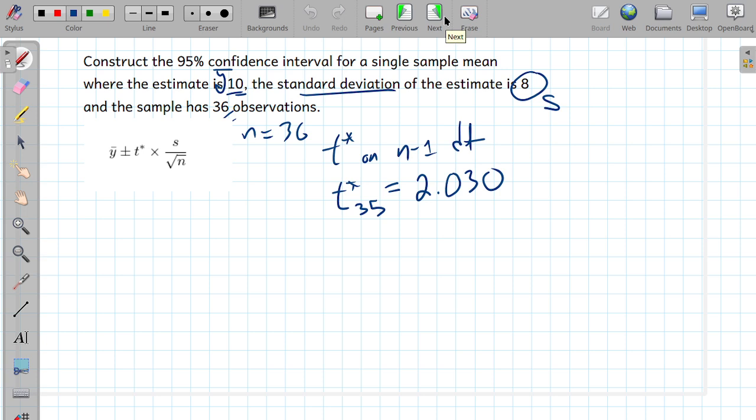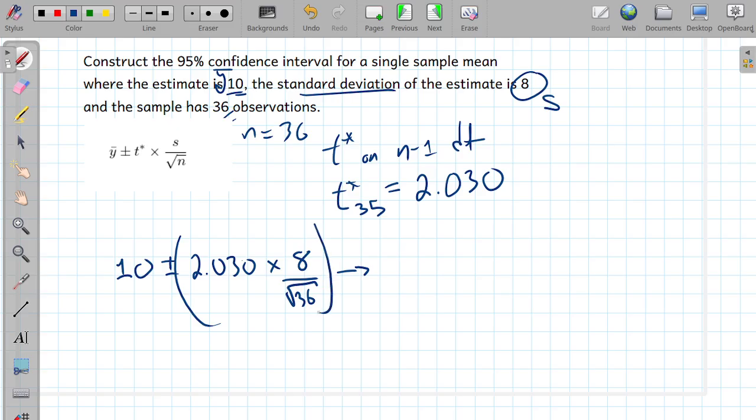All right, let's plug the numbers in and see what we got. So here we have 10 plus and minus 2.030, and then our standard deviation is 8, over the square root of 36. Now, this is our margin of error. Let's compactify that. That's even a word. So we got 10 plus and minus, and if we multiply this out, this works out to 2.7067.